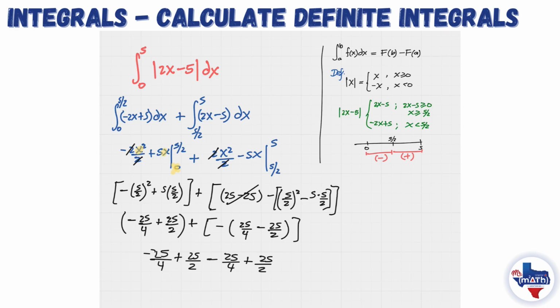If we add the fractions with like denominators, we'll have negative 50 over 4 plus 50 over 2. Negative 50 over 4 is negative 25 over 2, plus 50 over 2, and this is 25 over 2. And that should be our answer.